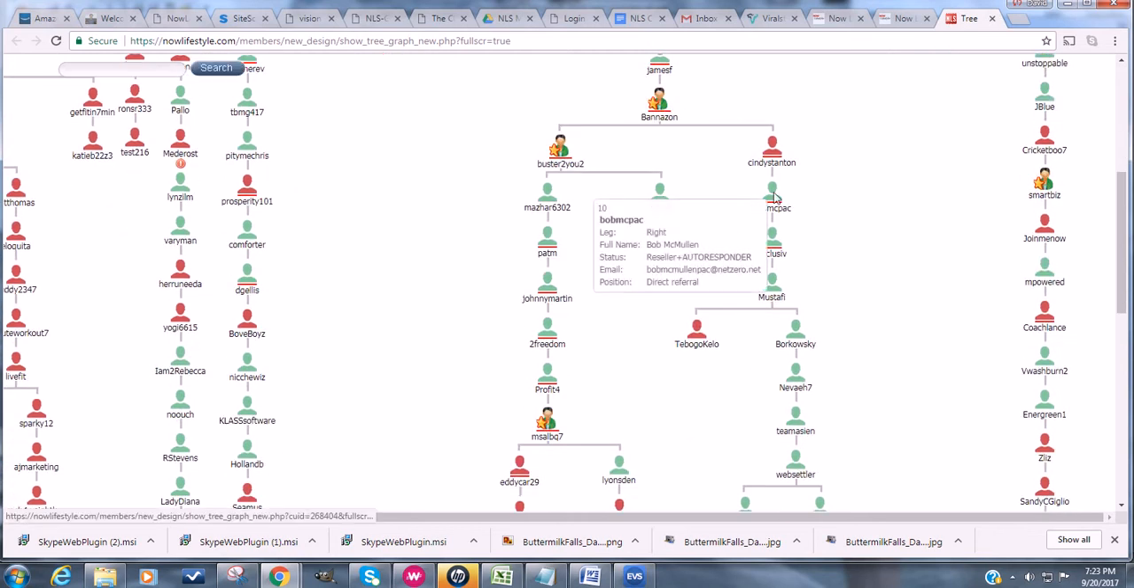Okay, if we keep going down though, notice that says autoresponder. Here's what I want to point out though. Right here, this is what we're looking for.